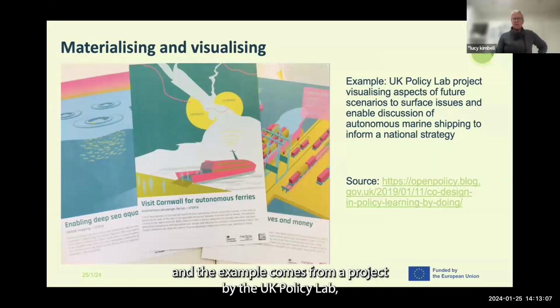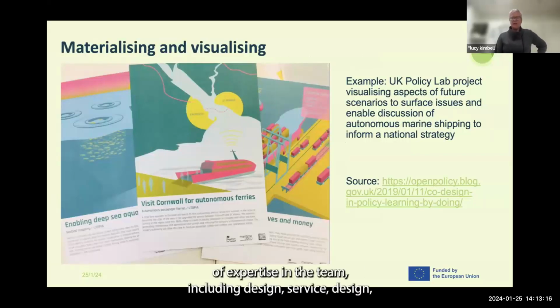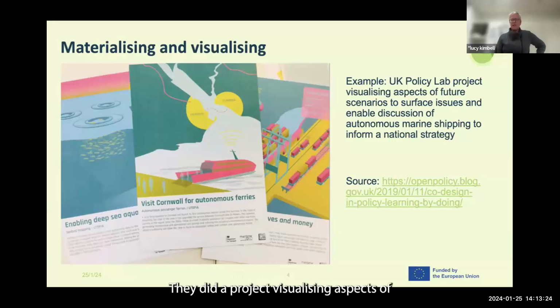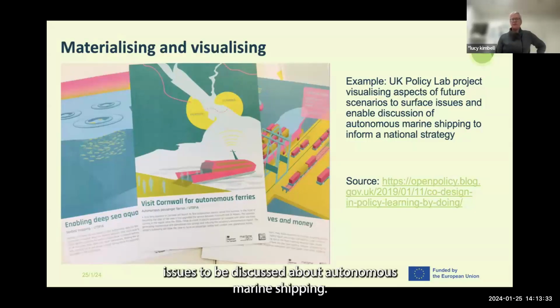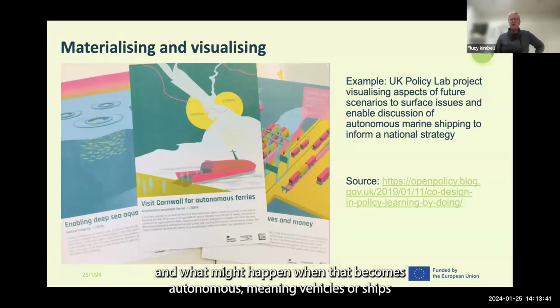And the example comes from a project by the UK Policy Lab, which is a team inside the UK government civil service who have all sorts of expertise in the team, including design, service design, speculative design, and other forms of knowledge. And they did a project visualizing aspects of future scenarios to enable issues to be discussed about autonomous marine shipping. So they worked with stakeholders involved in the question of marine shipping and what might happen when that becomes autonomous, meaning vehicles or ships are themselves autonomous.